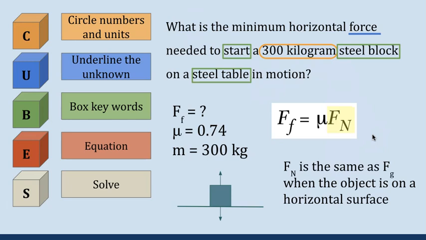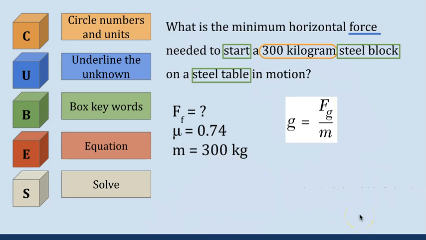So it's my job to remember that Fn is the same as Fg when the object is on a horizontal surface. Fg points down, and it's equal to Fn that's pointing up. These are going to be balanced if the object is sitting or sliding or being pushed. Anything on this horizontal surface, they'll be equal.